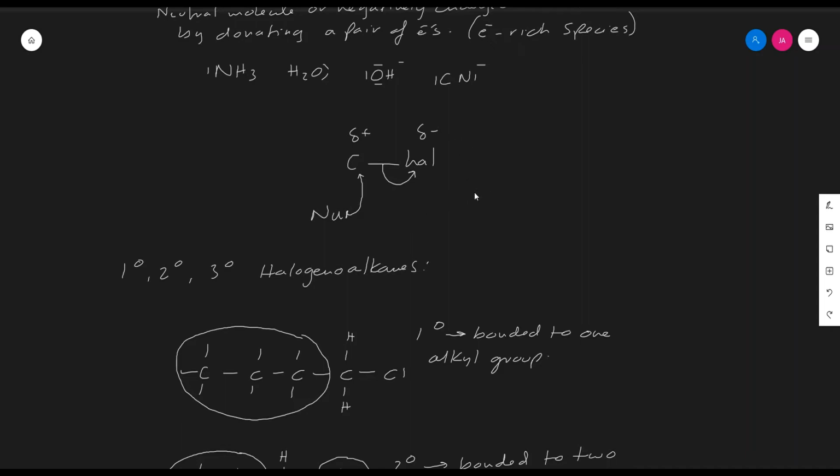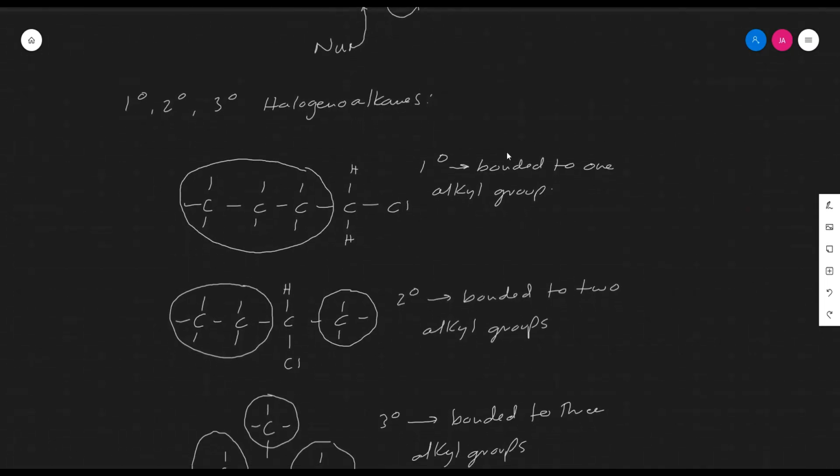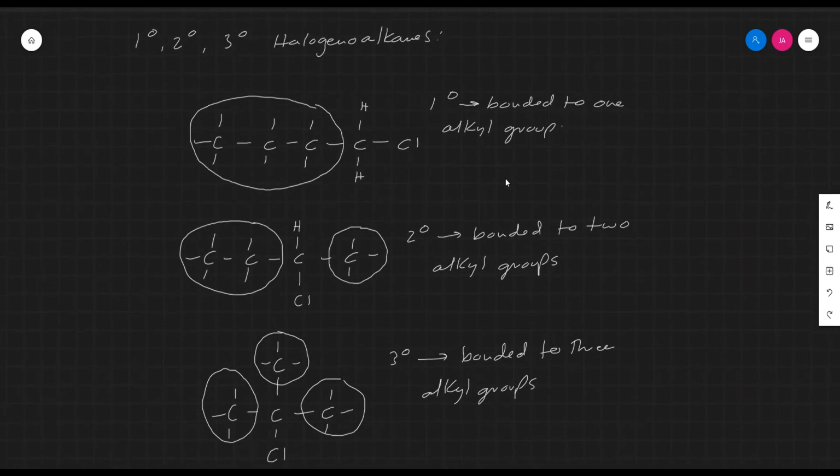Before we cover examples of nucleophilic substitution reactions, students should learn what primary, secondary, or tertiary halogenoalkanes are. A primary halogenoalkane is a molecule in which the carbon atom bonded to the halogen group is bonded to one alkyl group only, as in 1-bromobutane and 1-chlorobutane in this example.